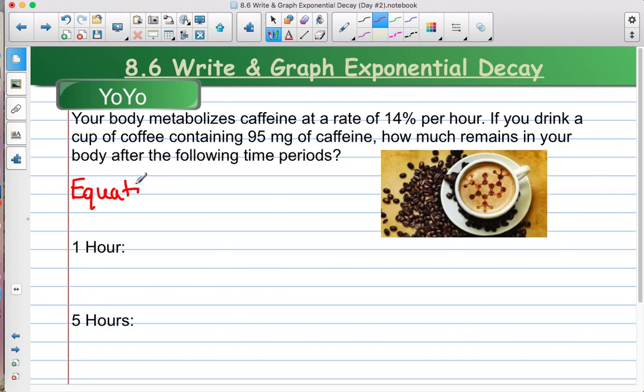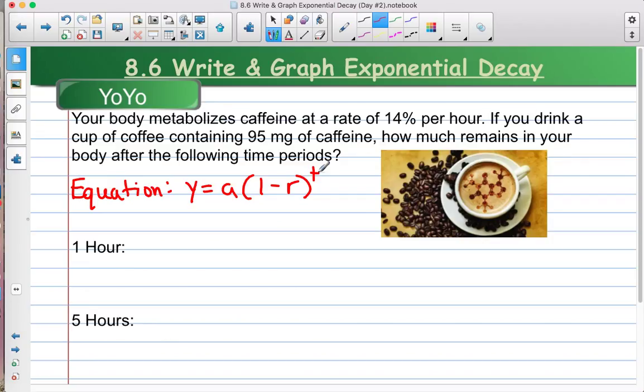right here? Can you pick out your initial amount? Can you pick out how much you're losing? And can you pick out your time period? So use our growth decay or our exponential decay equation to calculate how much caffeine is going to be left in your body after 1 hour, after 5 hours.